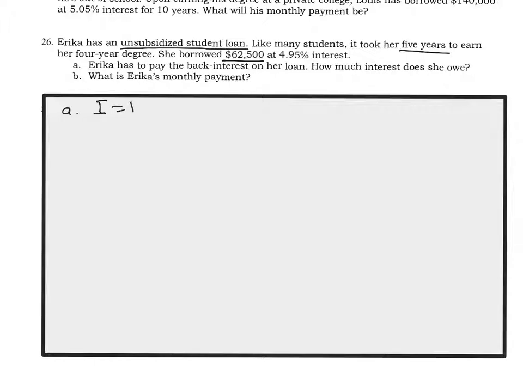calculated using the simple interest formula. Once we do this, that's going to be added to her principal, and then that's what her loan will be based off of. So her interest is going to be the original amount that was borrowed times the rate times the time that she was in college. She was in college for 5 years.